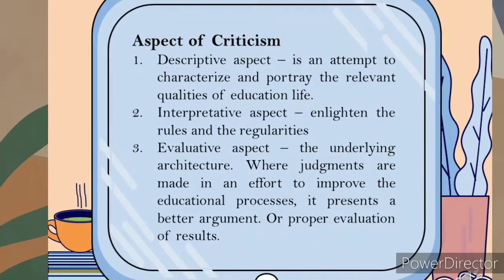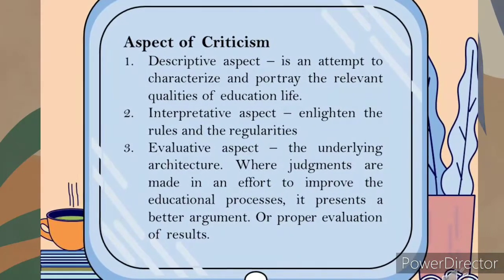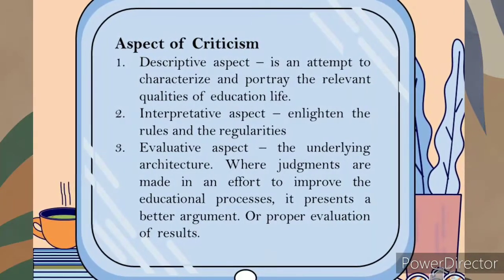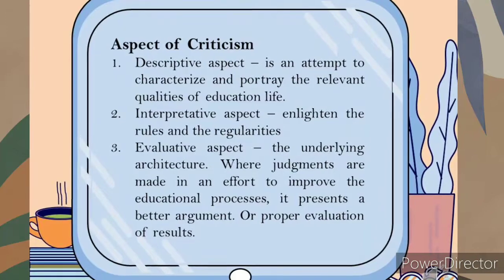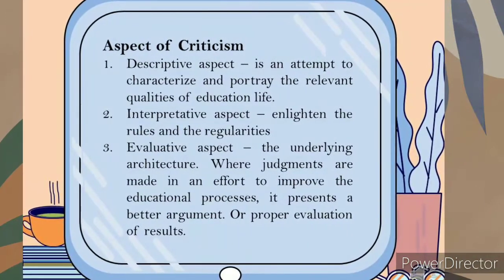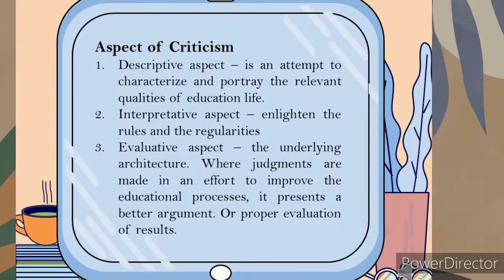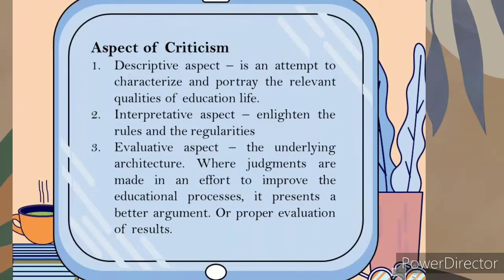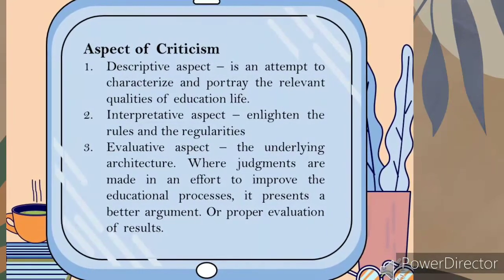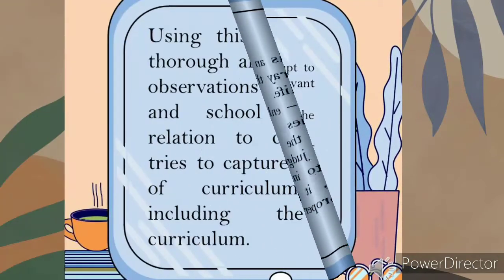Aspects of criticism. Number 1. Descriptive aspect. It is an attempt to characterize and portray the relevant qualities of educational life. Number 2. Interpretive aspect. It is to enlighten the rules and the regularities. Number 3. Evaluative aspect. The underlying architecture, where judgments are made in an effort to improve the educational processes. It presents a better argument or proper evaluation of results.